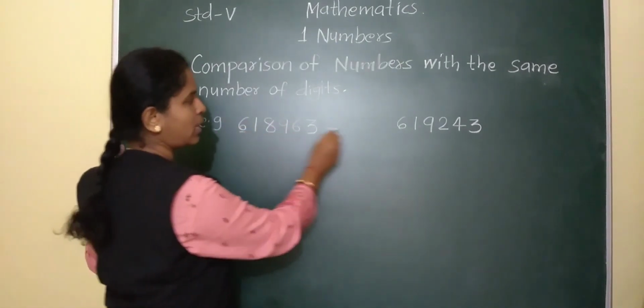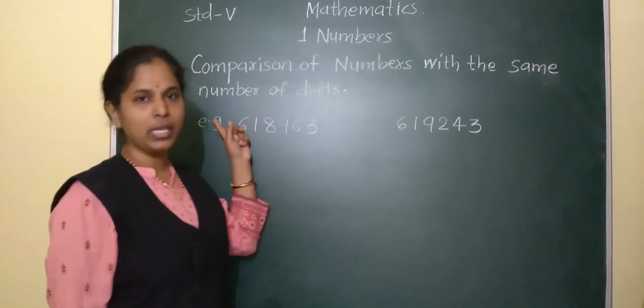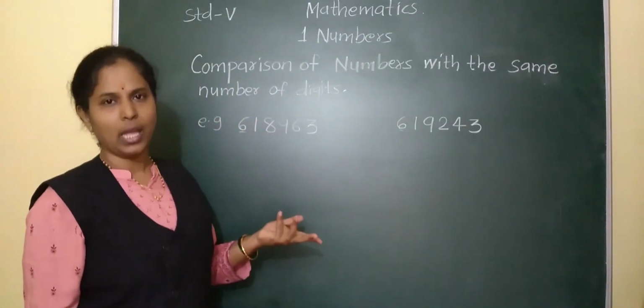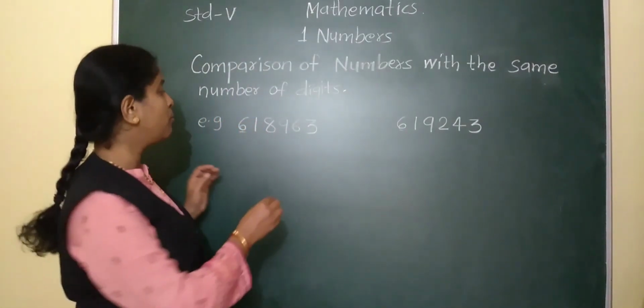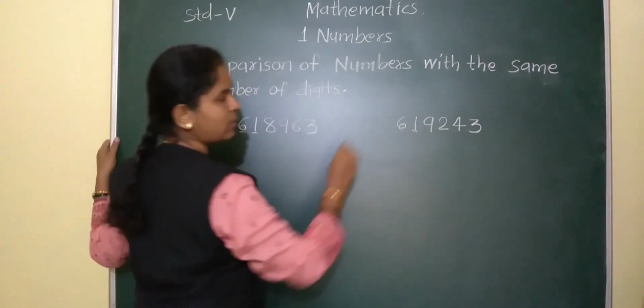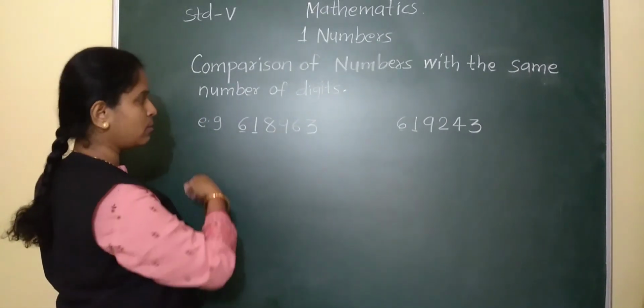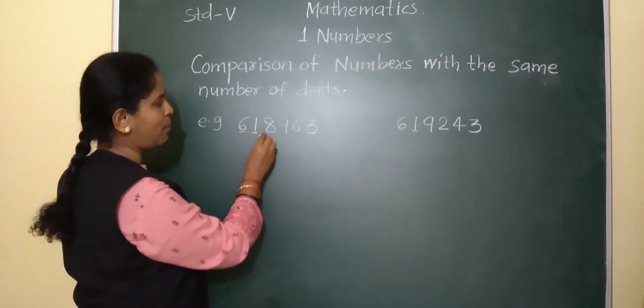Now here 6 is there, here 6 is there. In both numbers first place 6 is there. So both 6 are equal. Now what to do? Move on to the second place. See, here 1 is there, here also 1 is there. So again equal digits are there. So next, we have to go on moving and comparing.